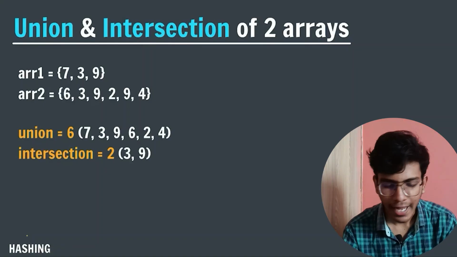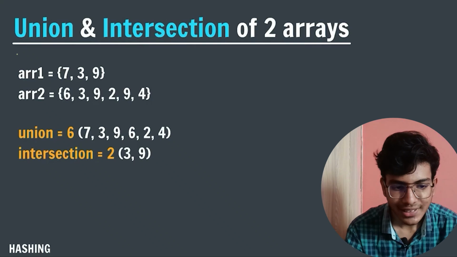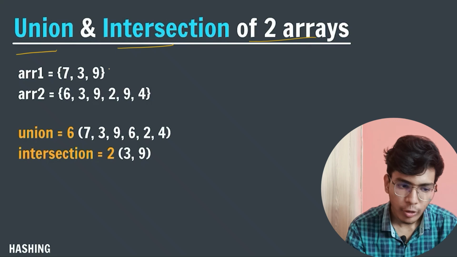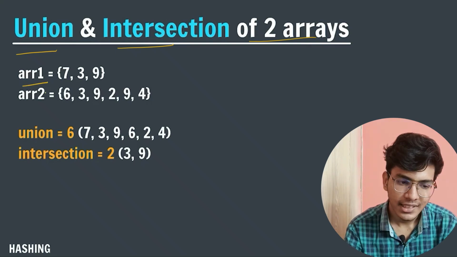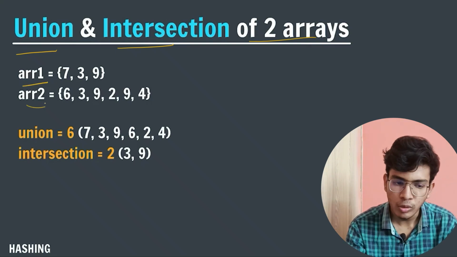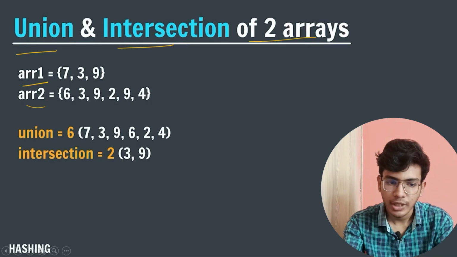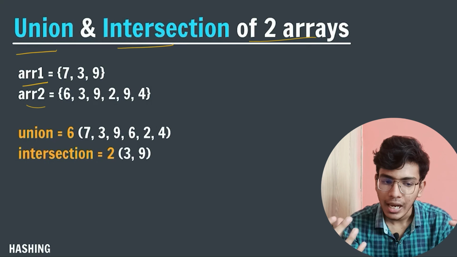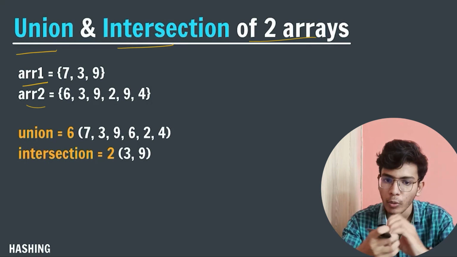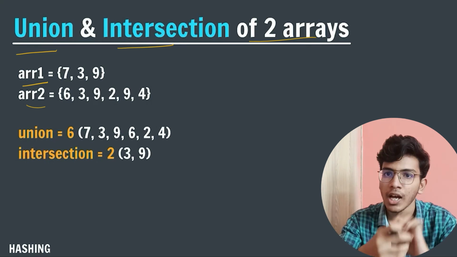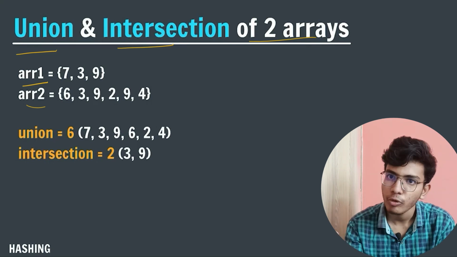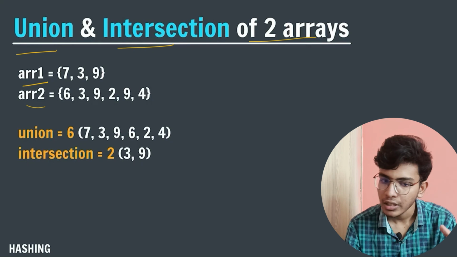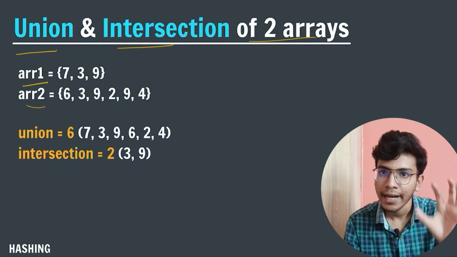Now let us talk about another question, and the name of the question is union and intersection of two arrays. So the user will give me two arrays, let's say this is array 1 and this is array 2, and in array 1 I will have some elements, in array 2 I will have some elements. Now I need to tell how many elements will be there when I perform the union operation, and how many elements would be there if I perform the intersection operation. So you need to recall the union and intersection process.